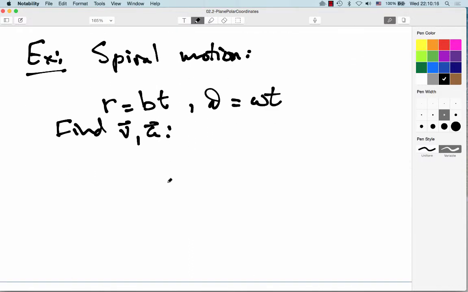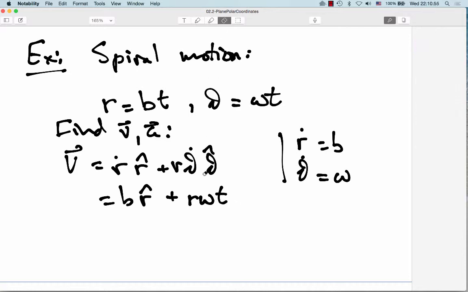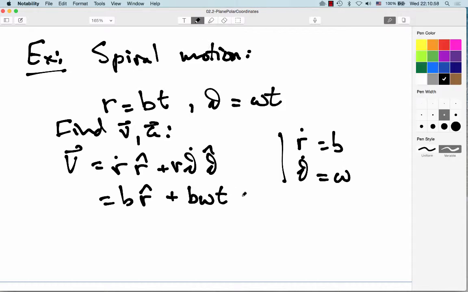Okay, so following our prescription, we said that the velocity vector will be equal to r dot r hat plus r theta dot theta hat. All right. Well, if we look at this here, r dot is equal to b, theta dot will be equal to omega. So we get that this is equal to b r hat plus, sorry, b omega t theta hat. Okay, so that's the velocity.